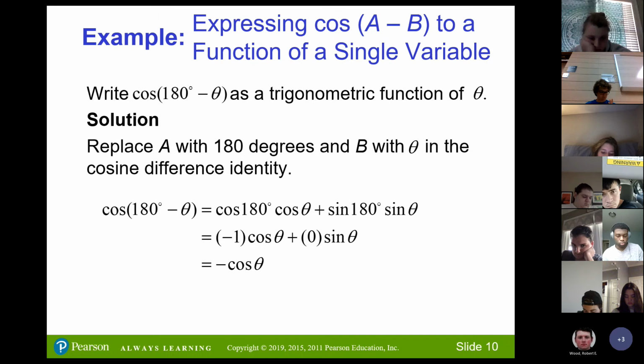The cosine of 180 is -1. Plus the sine of 180 is 0, times sine of theta. Well, the 0 times sine of theta goes away, and you're left with negative cosine of theta.